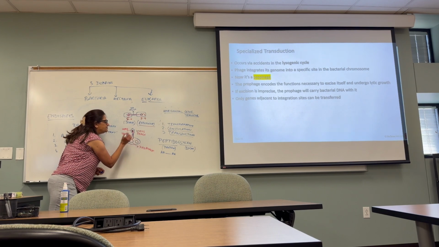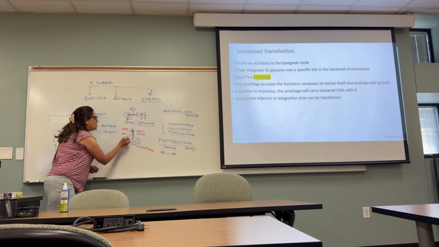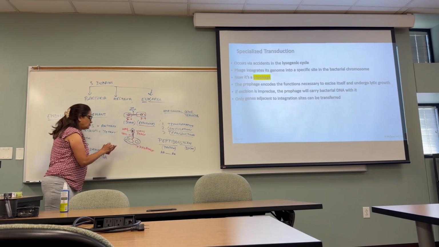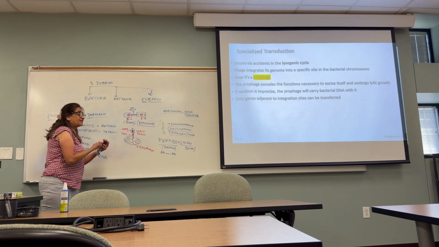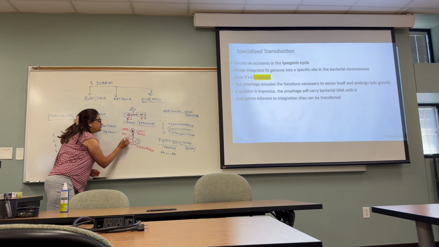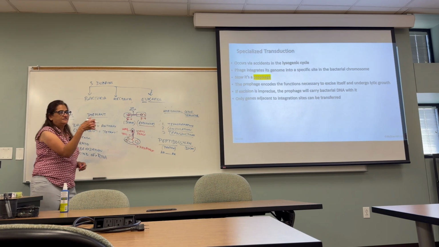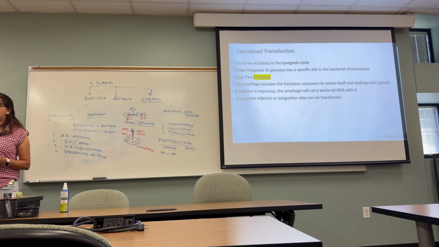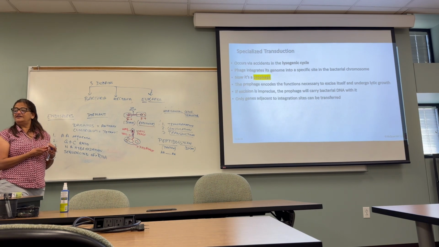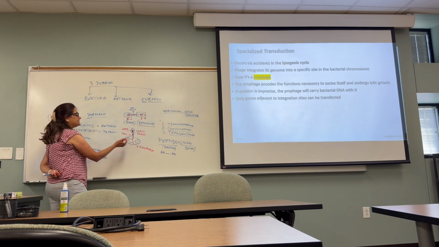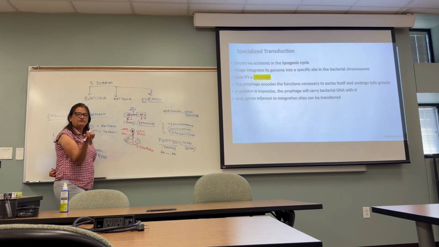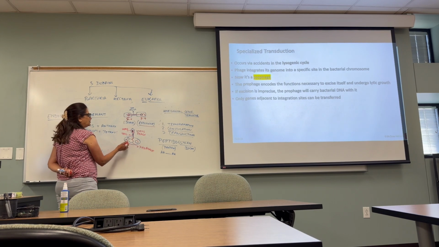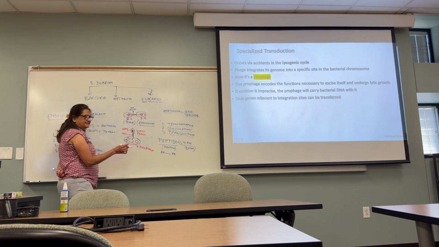The virus phage is very smart. Anytime it's creating its copy, it is also creating the viral or phage DNA with it. Make sense? This is called specialized transduction, and the prophage encodes the functions necessary to excise itself and undergo lytic growth. After multiple rounds of multiplication, this phage will excise itself from here.